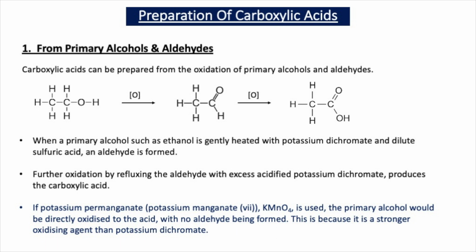Now acidified potassium dichromate is a mild oxidizing agent. And an alternative to using acidified potassium dichromate is to use acidified potassium permanganate, or potassium manganate 7. Now, this is a much stronger oxidizing agent, and if you reflux a primary alcohol with acidified potassium permanganate, you will get a carboxylic acid with no aldehyde being formed. Likewise, you can reflux an aldehyde with acidified potassium permanganate to get the carboxylic acid.